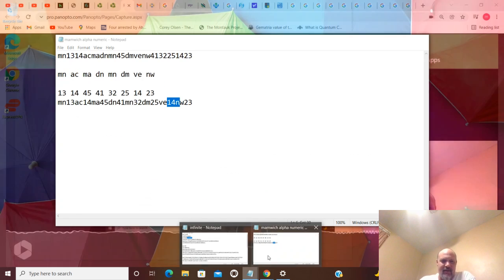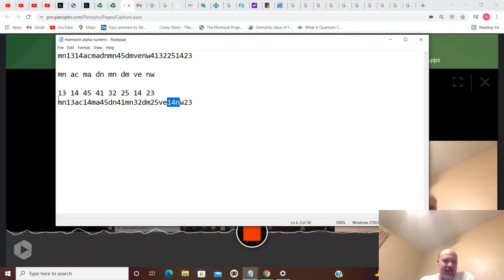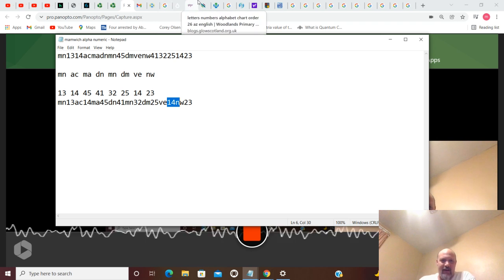And we paired the letters and numbers off so that you had MN13, AC14, MA45, DN41, MN32, DM25, VE14, and NW23. All right. We got this to go through the stock market. We got it to go through finance. We got it to go through genetics.